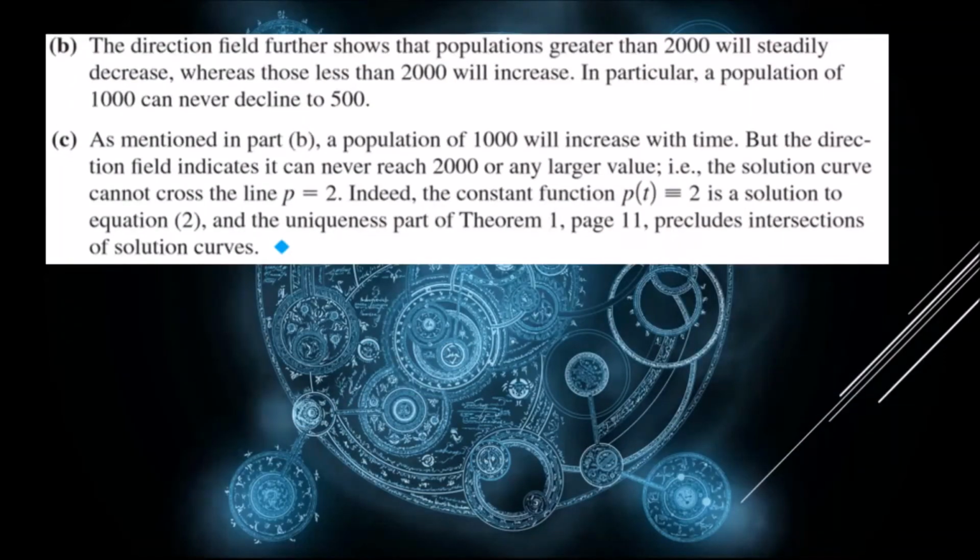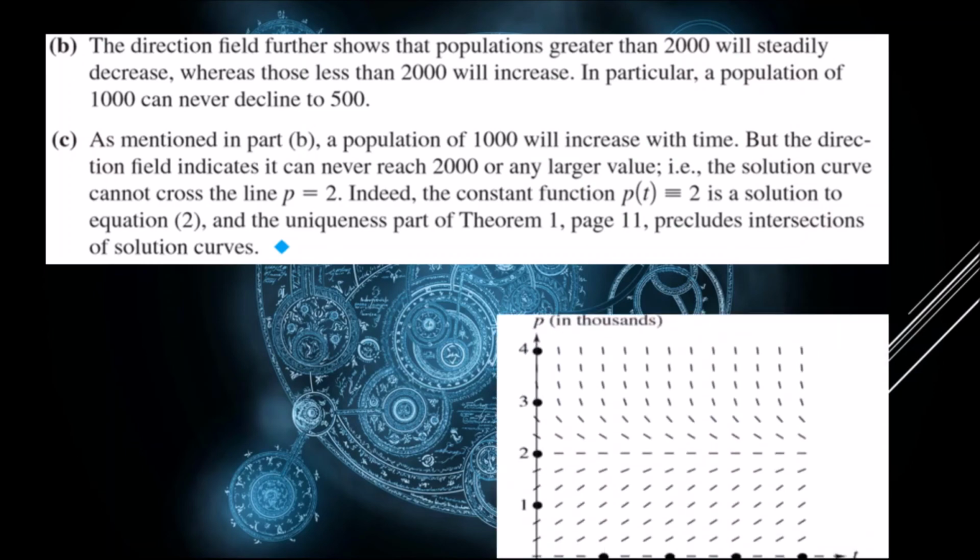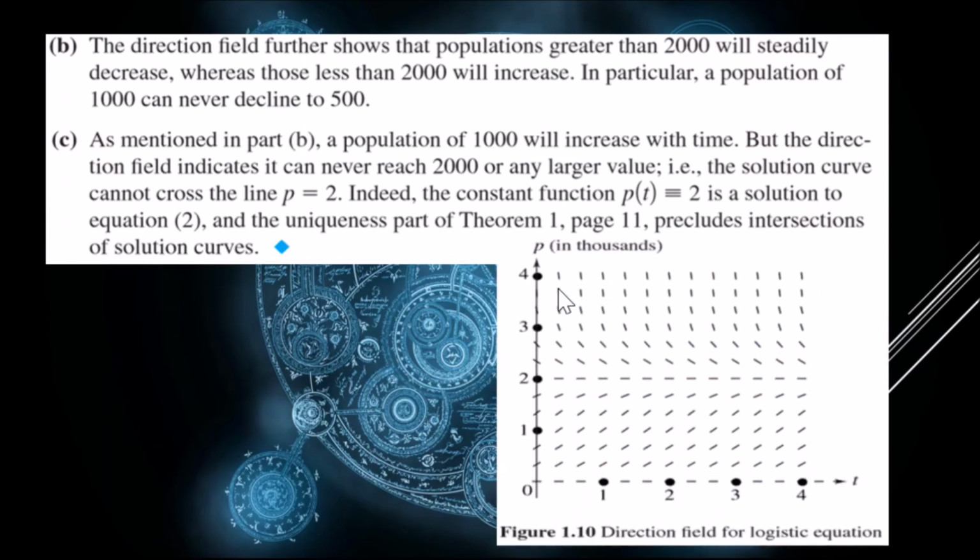For letter B, the direction field further shows that populations greater than 2,000 will steadily decrease. So this is it. These are the populations greater than 2,000, because the 2,000 mark is this one, where P is equal to 2 in thousands. So all the graphs above 2 are greater than 2,000 and their trend is steadily decreasing. Whereas those less than 2,000 will increase. So this is the graph below. In particular, a population of 1,000 can never decline to 500.